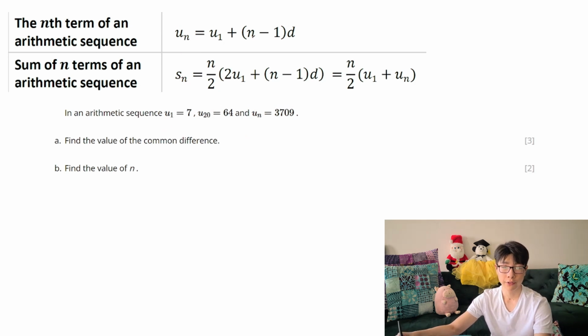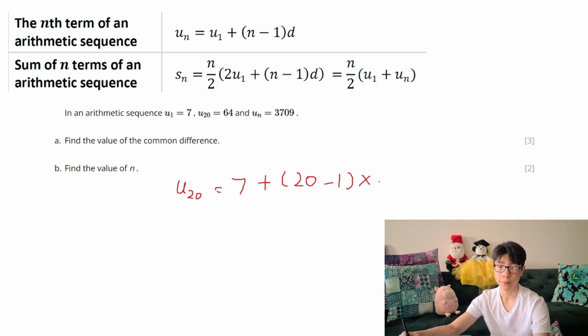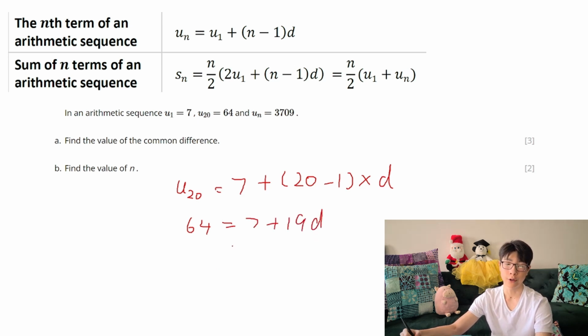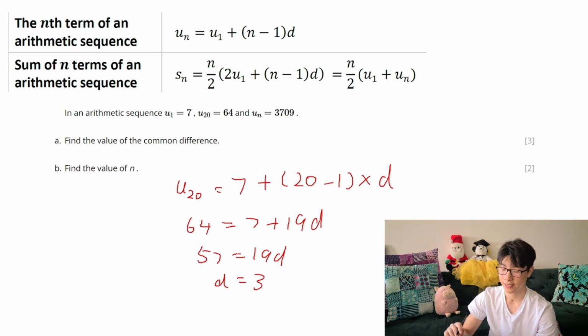Okay, so if we have a look at this equation, un would actually just be u20, okay? Equals u1 being 7, plus n being 20, because u20, minus 1 times the common difference. Now, this is what we're looking for. We can substitute u20 for 64, because that's given in the question. And now we have another simple algebraic question. Subtract both sides by 7, we get 57 equals 19d. Divide both sides by 19 and d will equal 3. Okay, so that's our common difference.